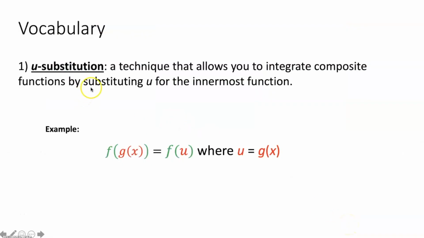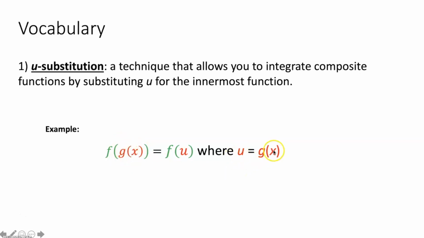The vocabulary term is U-substitution. That would be a technique that allows you to integrate composite functions by substituting U for the innermost function. So this lesson is going to be all about U-substitution, and U-substitution is something that's going to help us integrate composite functions like this function right here, f of g of x. We have a function within a function. So U-substitution just takes U and sets it equal to our innermost function.